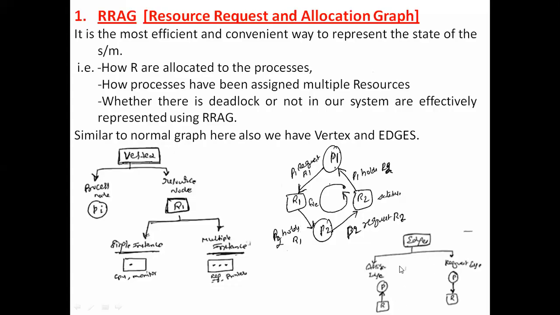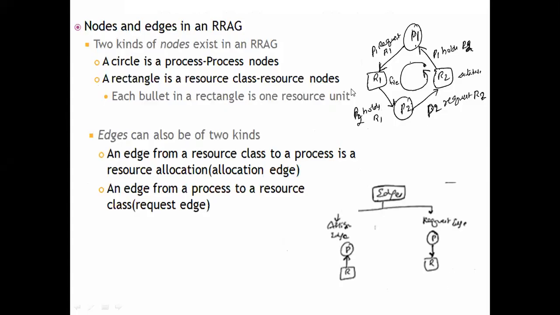We also have these edges, the arrow marks, which can go in two directions. One is from the resource to the process, or the arrow mark can be from the process to the resource. If the edge is moving from the resource to the process, it is called an assignment edge. Similarly, if the arrow mark points from the process towards the resource, we call it a request edge. The same thing has been shown here: nodes and edges.